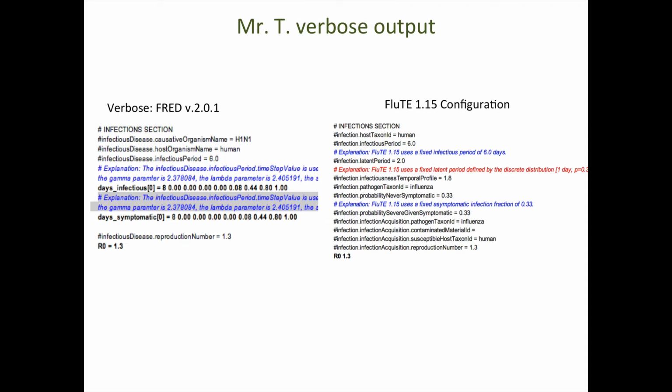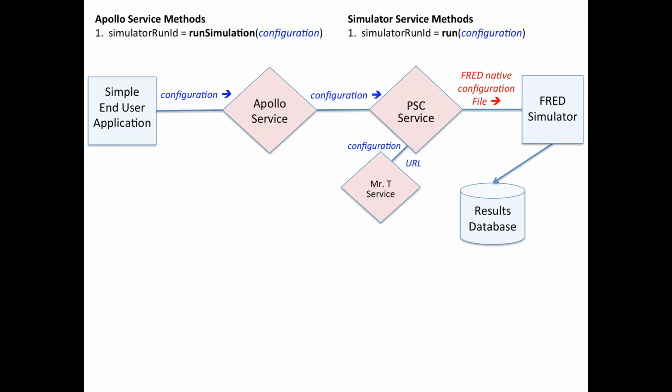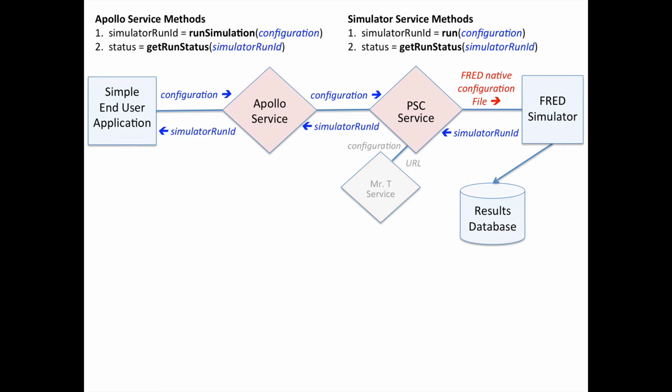Explanations in blue are informational. Explanations in red are warnings that the translated scenario is not identical to the Apollo scenario. At present, Apollo does not prevent untranslatable scenarios from running, although it could do so. Once the native configuration has been prepared, the run method of the PSC service starts the FRED simulator and returns a run ID to the end-user application.